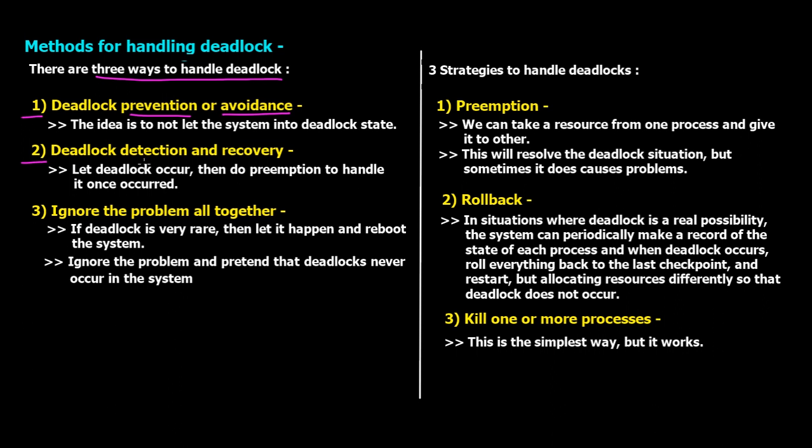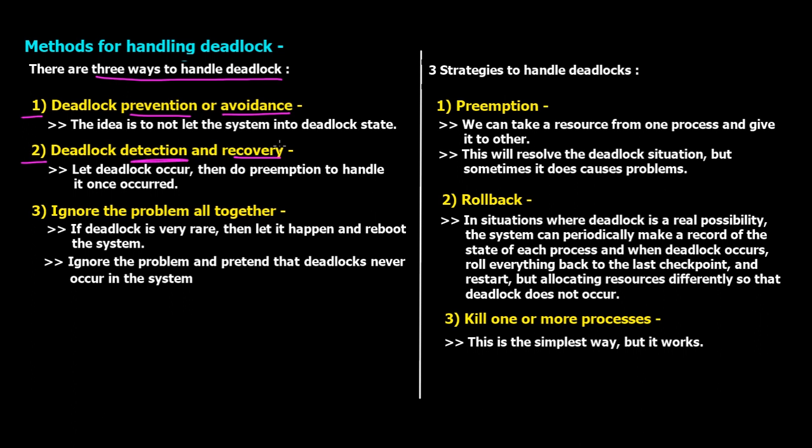Method number 2 is deadlock detection and recovery. So what if you are not able to prevent the deadlock, you are not able to avoid the deadlock, and what if a deadlock has actually happened? So the next method would be to actually detect that there is a deadlock happening, right? So the system has to detect that, okay, this process is waiting for a resource for a long time. So let's see if there is a deadlock or not. So that is deadlock detection.